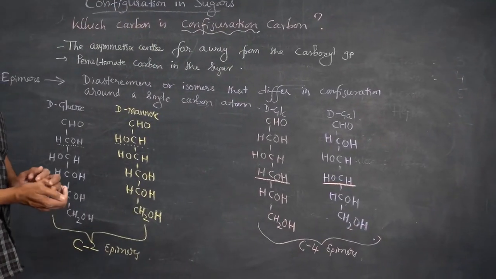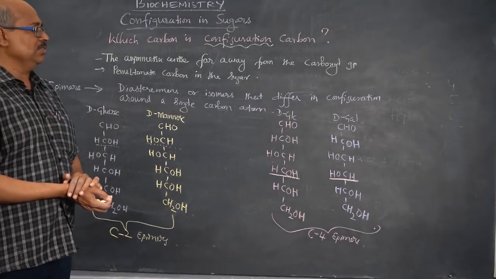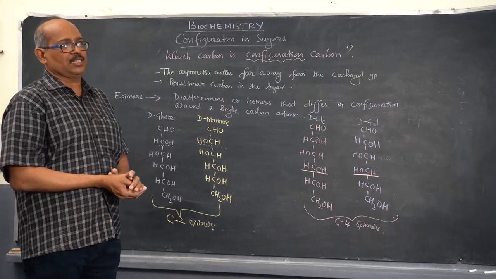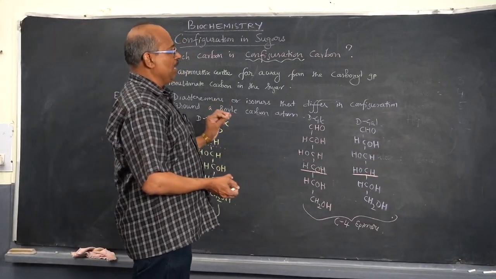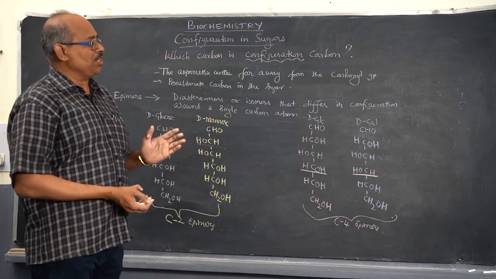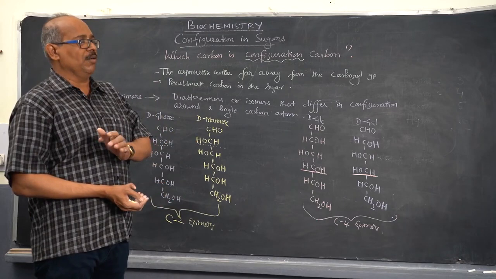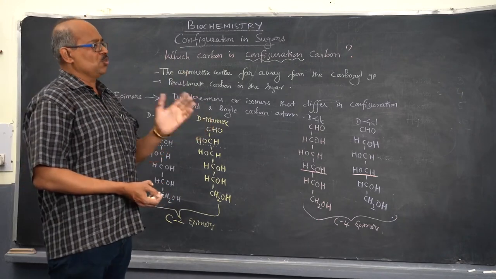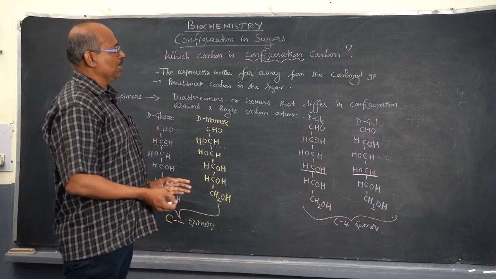So all epimers are diastereomers. Epimers are not enantiomers. Epimers are not mirror images. Mirror images will be given only for enantiomers. Whenever you change one enantiomeric form into another enantiomeric form, every asymmetric carbon has to be rotated so that the groups will be reversed on that particular carbon.